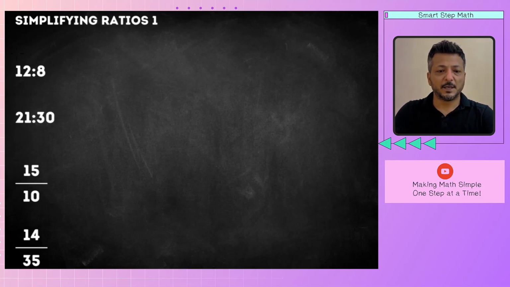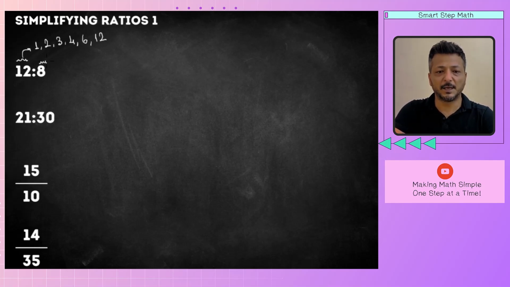To simplify ratios, we look at the divisors of the numbers given in the ratios. This is the easiest method. We should think about it. What are the numbers that can divide 12? 1 divides 12. 2 divides 12. 3 divides 12. 4 divides 12. 6 divides 12. And 12 divides 12.